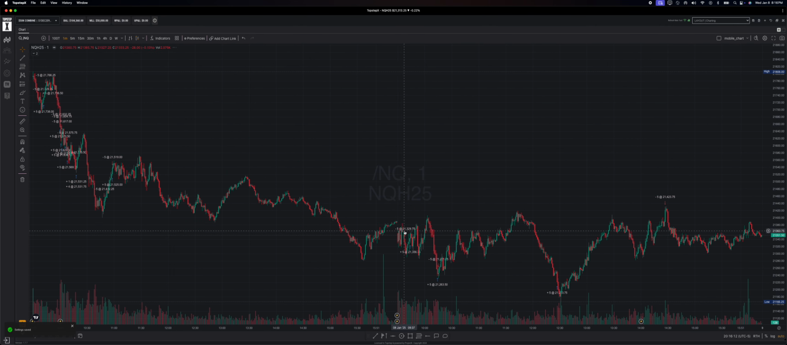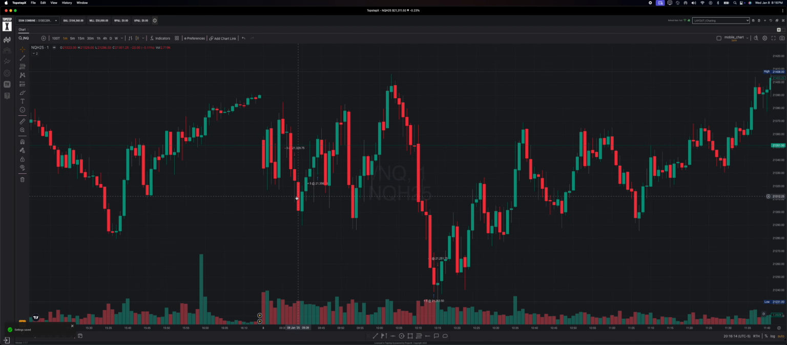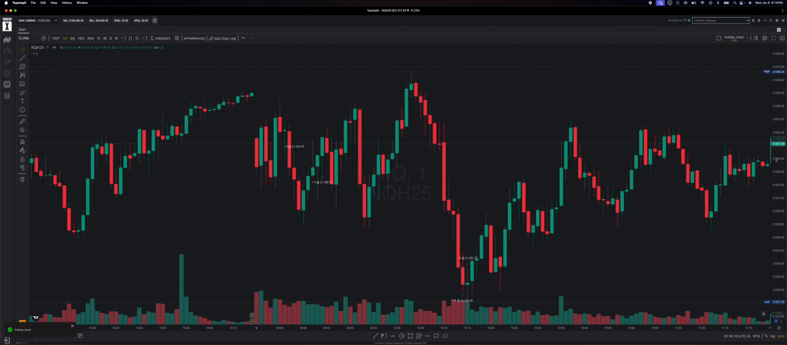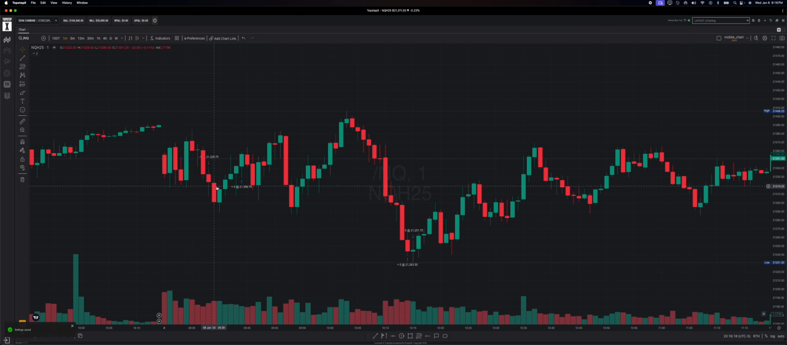This was a pretty simple setup. I'm not going to spend too much time here. It's a pretty simple setup. I just seen lower lows forming and higher lows forming here, like you see on this chart. This is a bearish type of play that I wanted to take for a quick scalp.